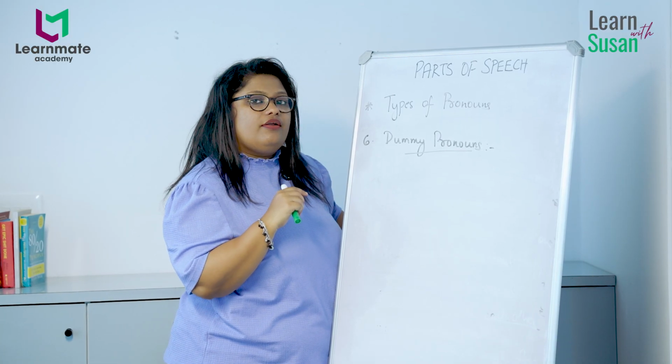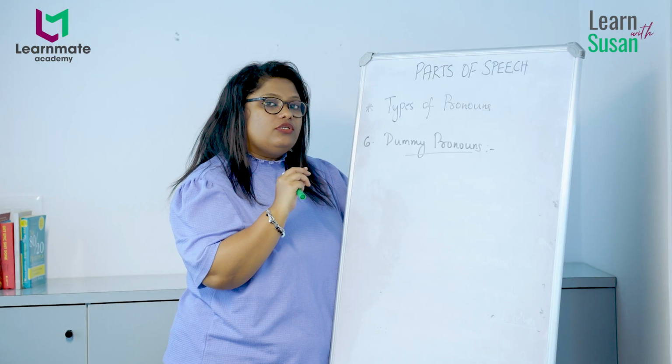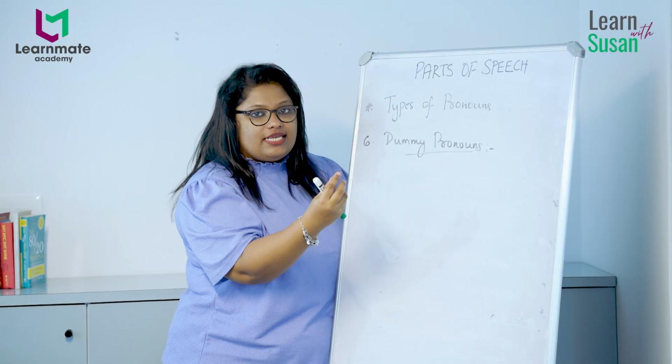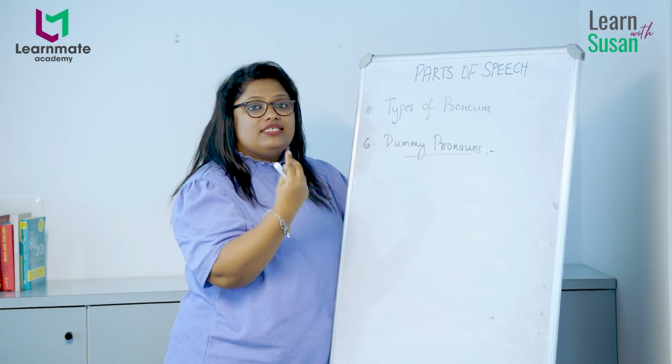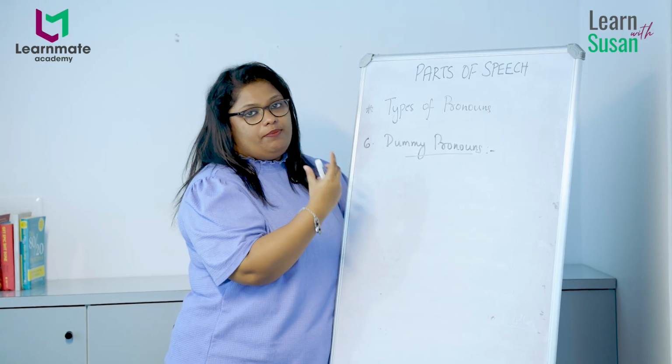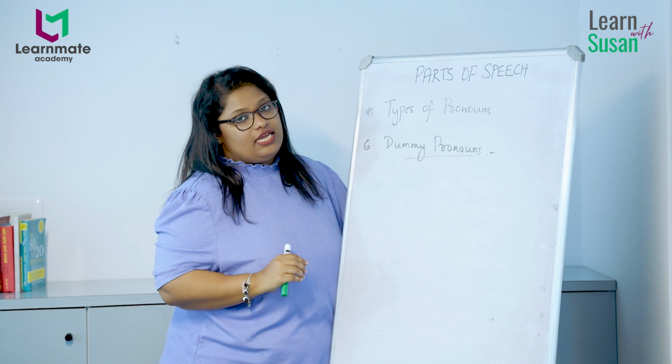Dummy pronouns are mainly used to talk about the weather, or they can be used to explain certain elements in a sentence, or even introduce a particular idea or the existence of something into a particular sentence. So this is how dummy pronouns are used in English grammar.